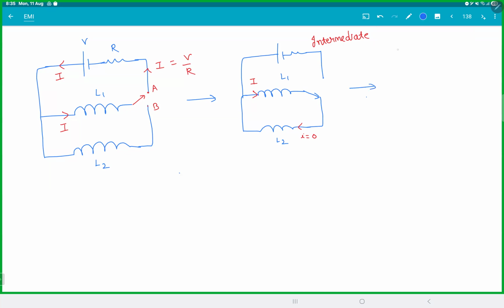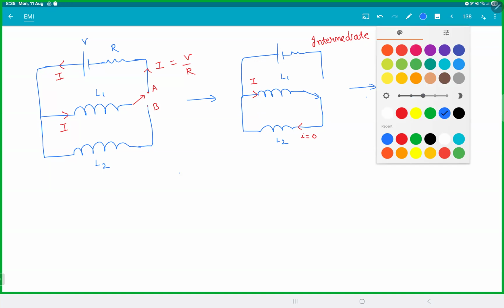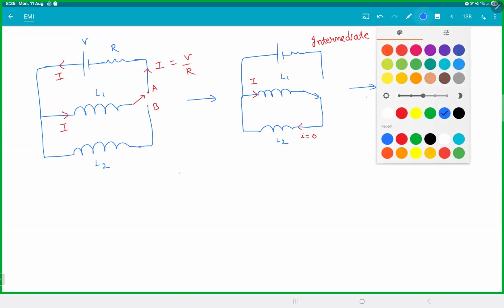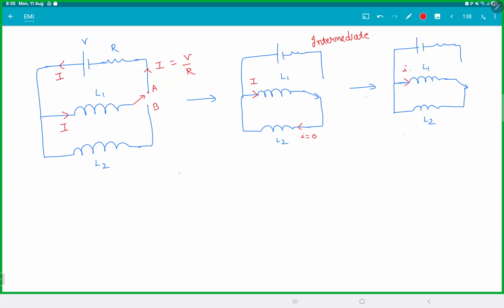So then eventually what will happen? Both of them will try to fight. Now this current will try to go through L2, so you'll start getting sparks and everything. Eventually they'll establish some kind of an equilibrium. This current will become some I common and this current will become some I common.